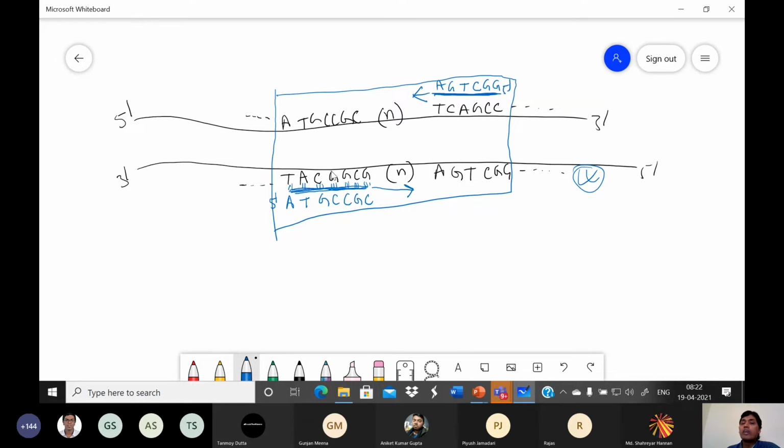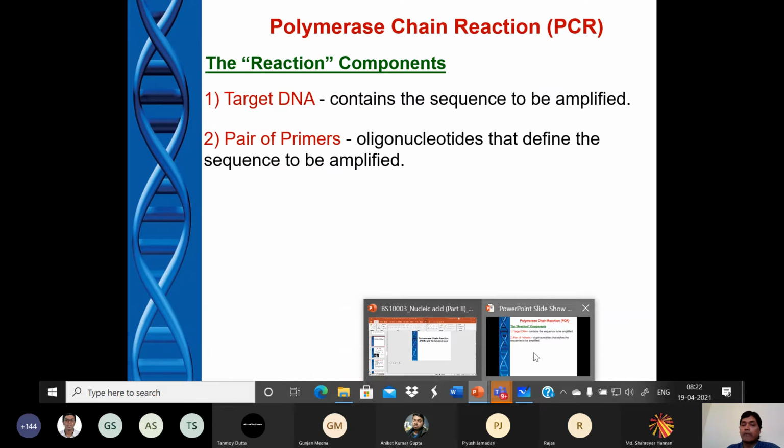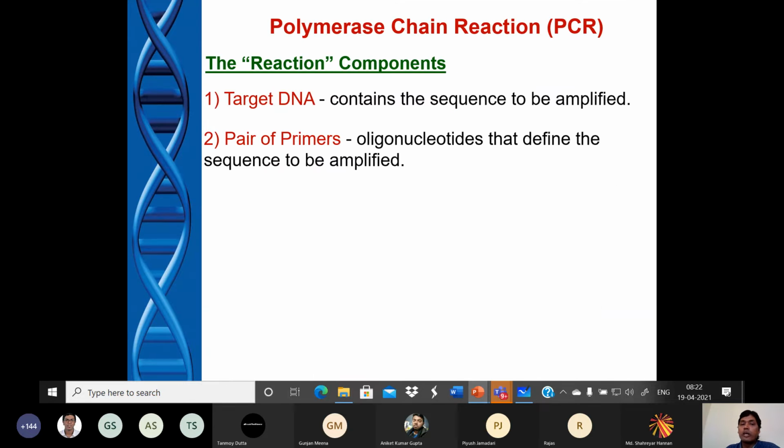Why? Because in the first cycle of the reaction, this primer will be extended like this, and this primer will be extended like this. And then again, we will do the next cycle. I will discuss how this next cycle will come. I know that you have several questions, but let me go through one or two more slides, then you will get the idea.